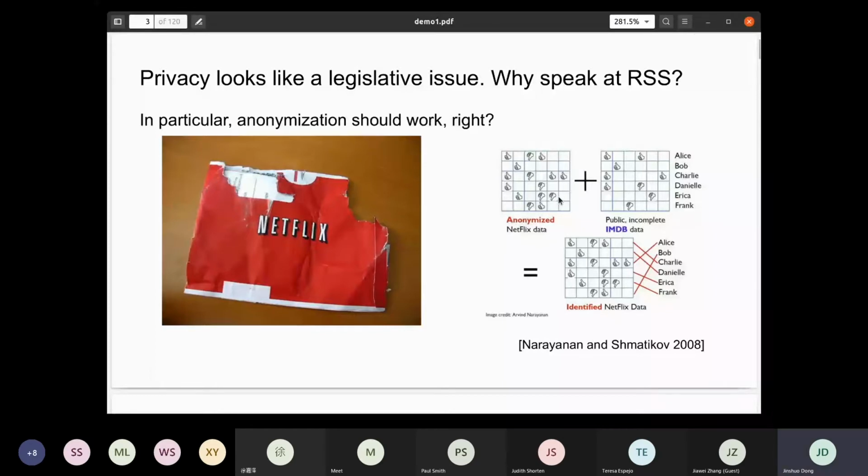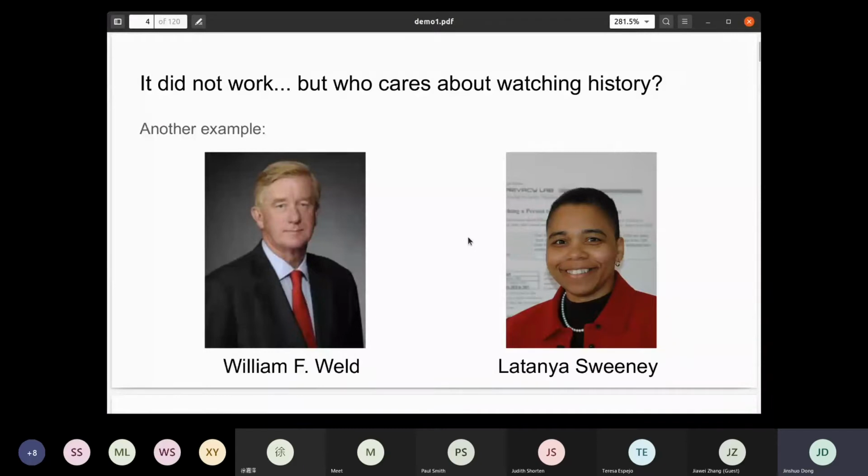which row. Sorry, I should say that each row corresponds to one user. Here we know which row corresponds to which person, and here we don't know. They show that we can connect these two rows and figure out the anonymized data, who is who. So this has a significant impact. Netflix canceled its second competition for this specific reason. Okay, so this example tells you that anonymization did not work.